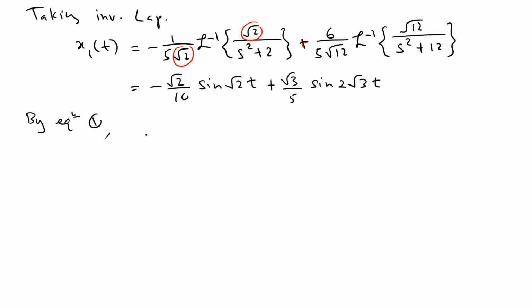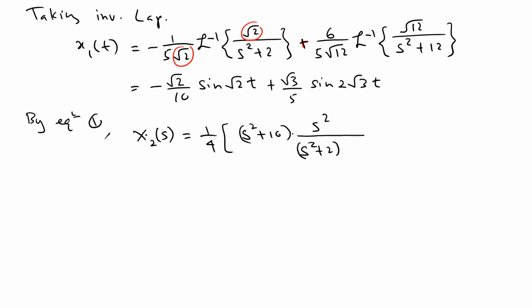We have the Laplace transform of x2, which is simply given by 1/4 times s squared over s squared plus 2, times s squared plus 12, minus 1. This is just simple algebra, from equation number 1.